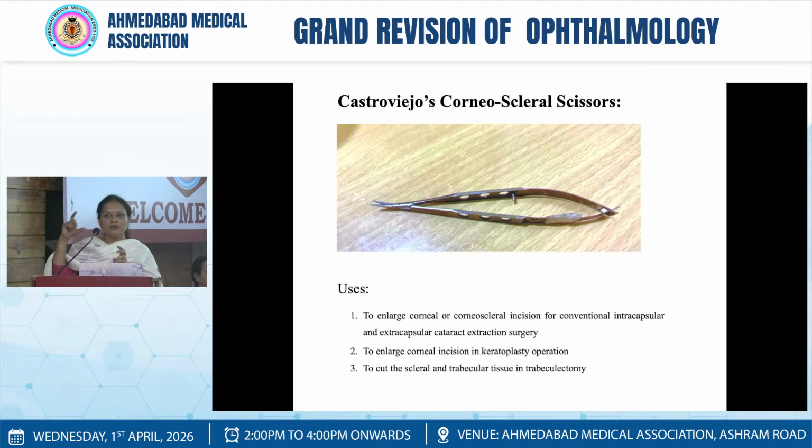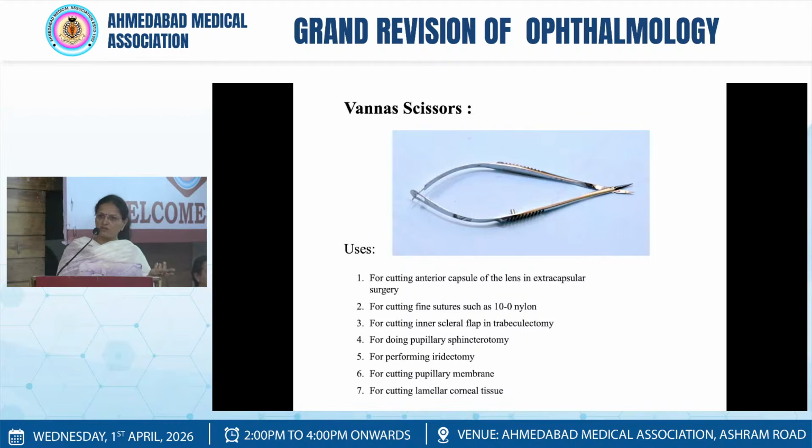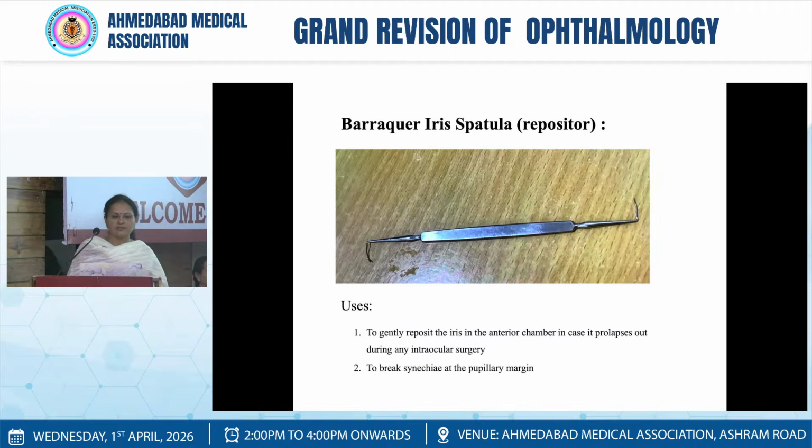The needle holder has a spring-like action as the corneoscleral scissor does, but the corneoscleral scissor can cut, the needle holder cannot. While the venous scissor is a small version of the corneoscleral scissor. It may be straight or it may be curved. So you can do iridectomy, any small vitrectomy, cut the suture after tying it, cut the pupillary membrane or lamellar corneal tissue, you can use this venous scissor.